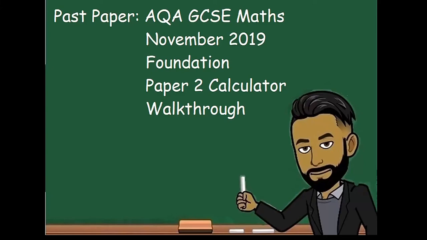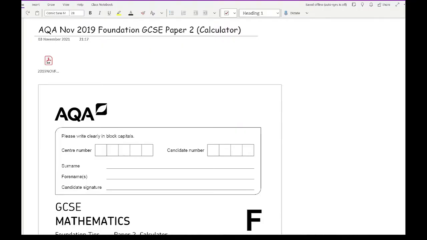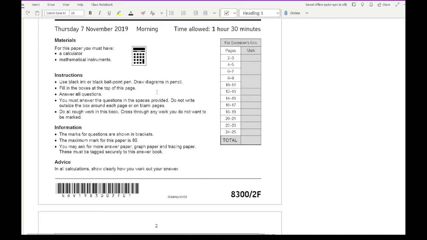So welcome everybody to this latest GCSE video on 162 Maths, and in this video we'll be walking through the November 2019 AQA Foundation Paper 2 calculator paper. So let's get started on this AQA November 2019 Foundation GCSE Paper 2, which is a calculator paper.